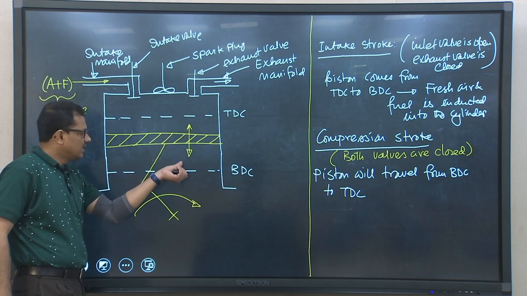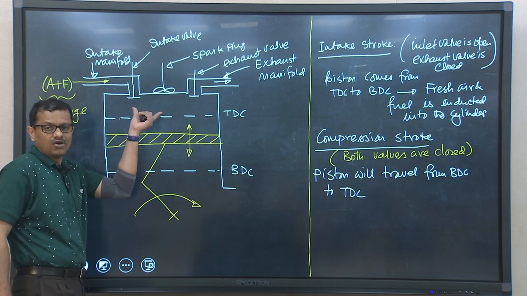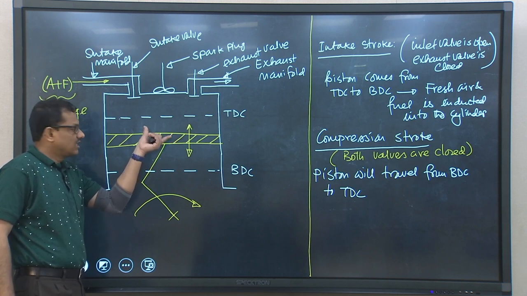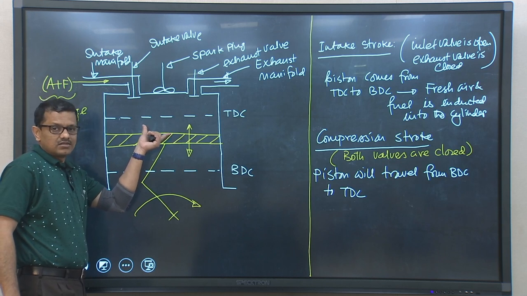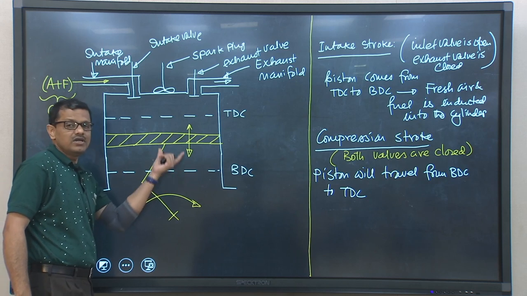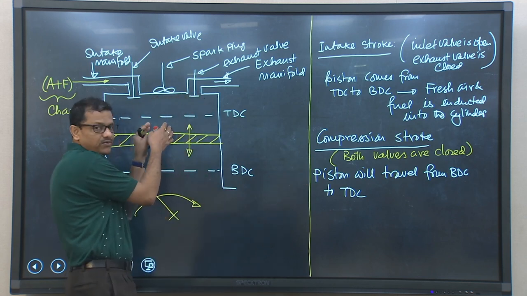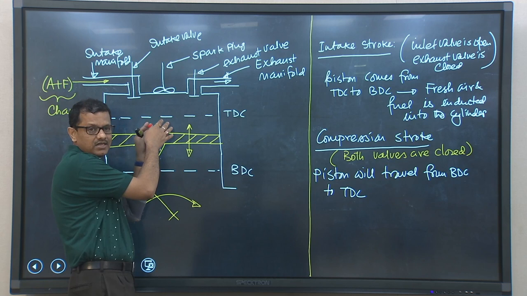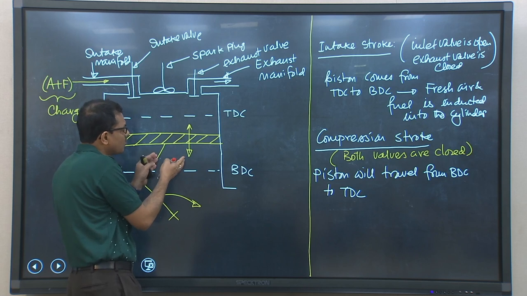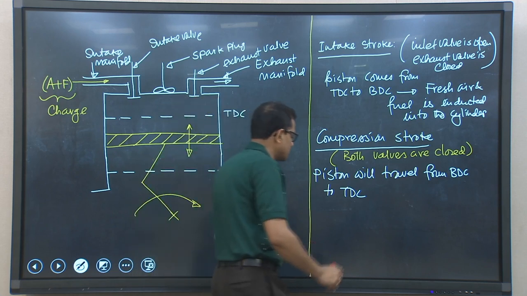You can understand that in the beginning of the compression stroke, the entire space is filled with air-fuel mixture if it is an SI engine, or it is filled with only fresh air if it is a CI engine. Whether it is air-fuel mixture or fresh air, that substance will be compressed during the compression stroke, and that is why the name is compression stroke. So, the air-fuel mixture, or only fresh air in the CI engine, will be compressed as the piston travels from BDC to TDC. That is why this is known as the compression stroke.